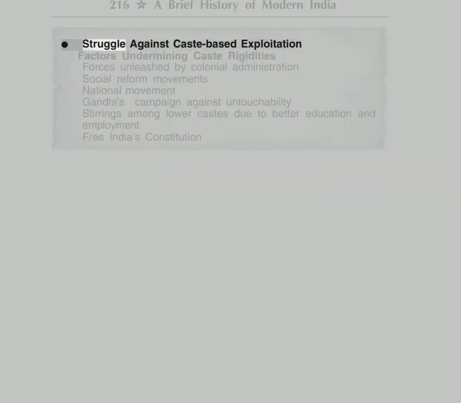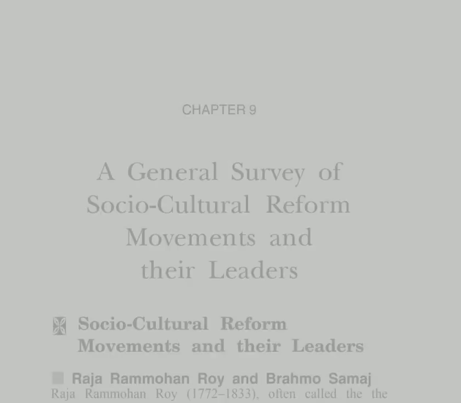Struggle against caste-based exploitation. Factors undermining caste rigidities: forces unleashed by colonial administration, social reform movements, national movement, Gandhi's campaign against untouchability, stirrings among lower castes due to better education and employment, Free India's constitution. Survey of reform movements and leaders.